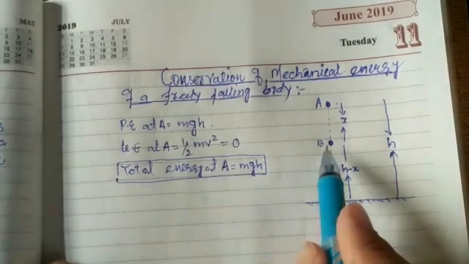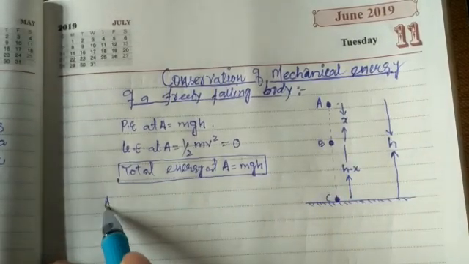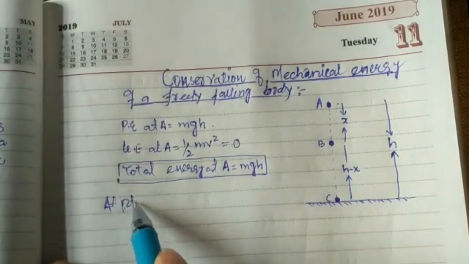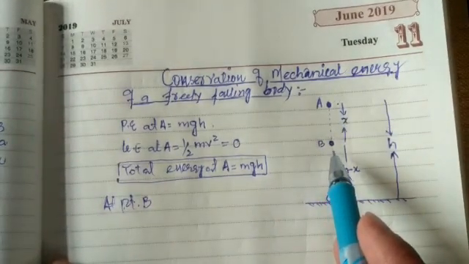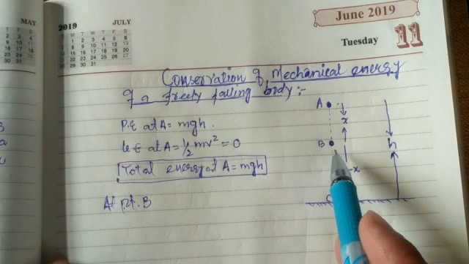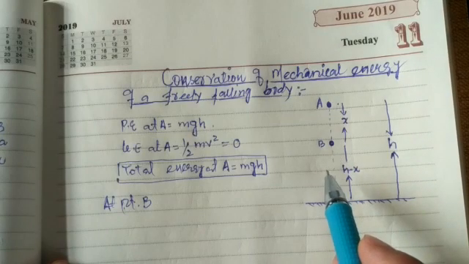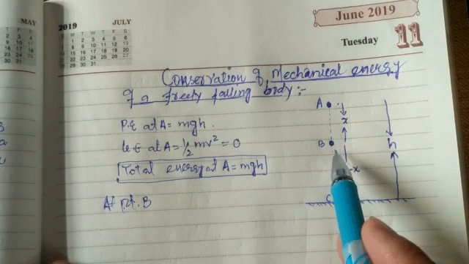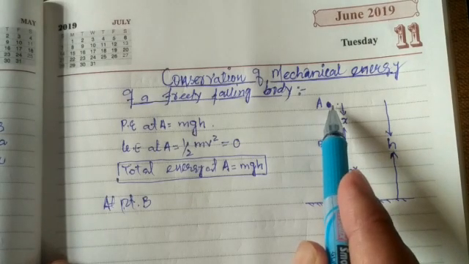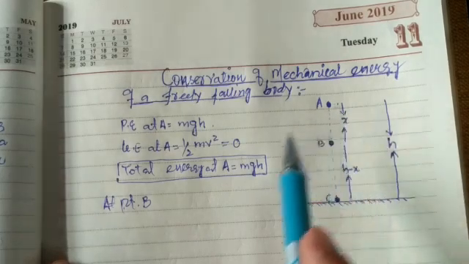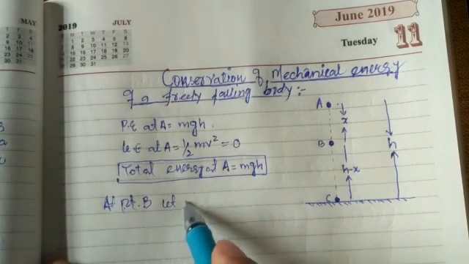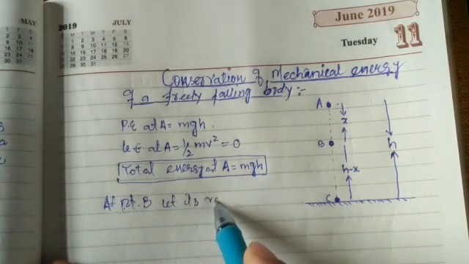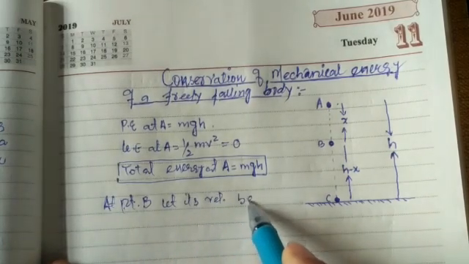So now at point B, as the body falls freely and reaches point B, it will be having a lesser amount of potential energy, but a greater amount of kinetic energy as compared to point A, which was 0. At point B, as the body approaches, let its velocity be v dash.